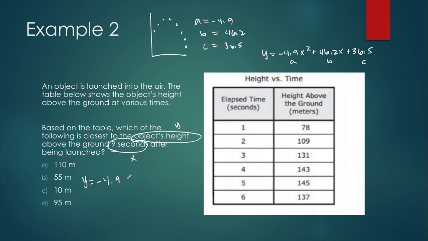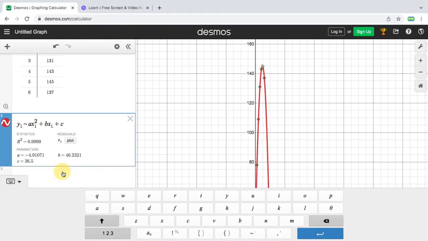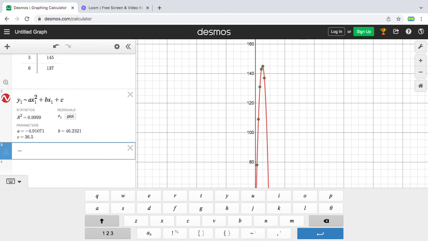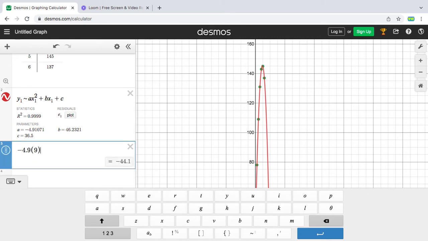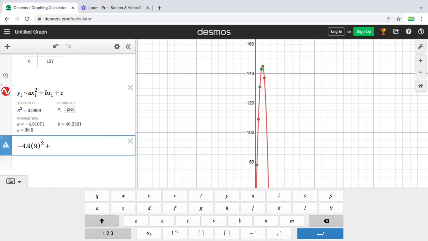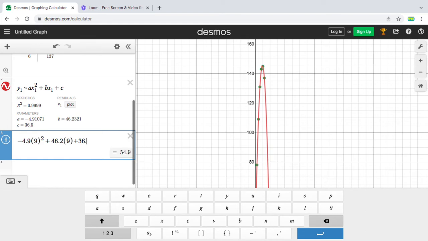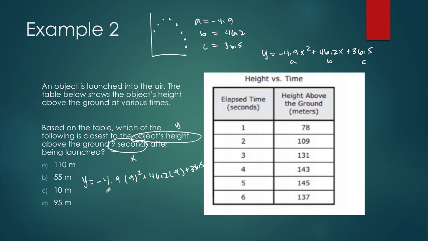So negative 4.9, 9 squared plus 46.2 times 9 plus 36.5. Do I have to do all that out by hand? Absolutely not. So, negative 4.9, 9 squared plus 46.2 times 9 plus 36.5 gave me roughly 55.4. So Y equals 55.4 meters, giving me B as my closest answer choice.